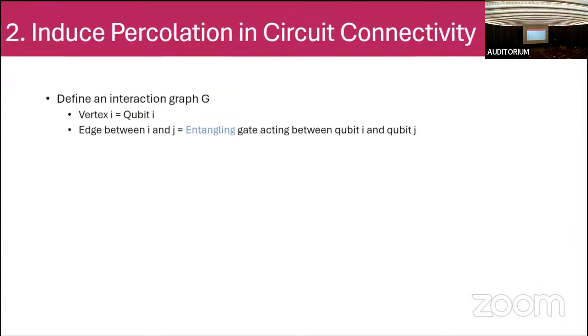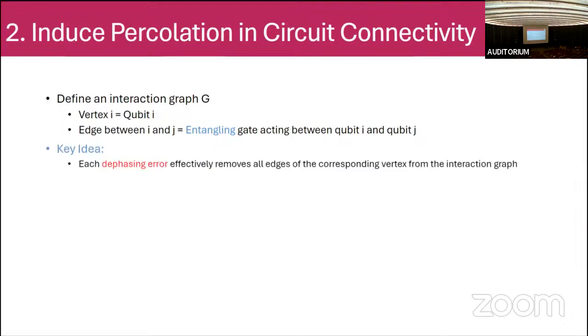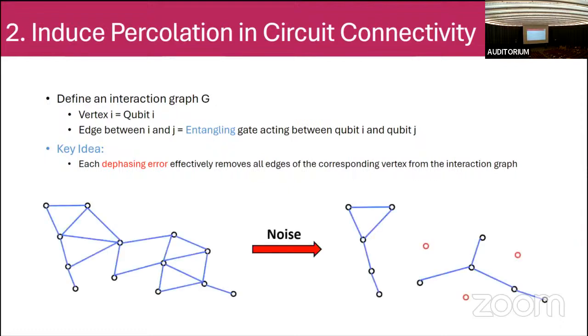So what this means is I'm going to define an interaction graph for my circuit. Every qubit is a vertex, and there's an edge between two vertices if there's an entangling gate between qubit i and qubit j. I'm stressing entangling because of this fact that I mentioned earlier that some of these gates become classically controlled gates, which don't introduce entanglement. So each dephasing error removes all the edges of the corresponding vertex from the interaction graph. So if this was your earlier interaction graph, every time you have a dephasing error and you replace some of your qubits with zeros and ones, those edges get removed from the graph.